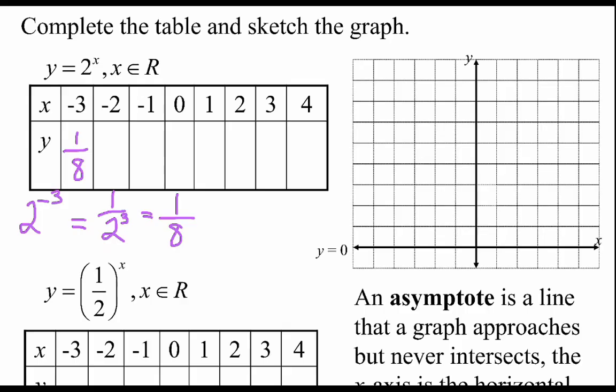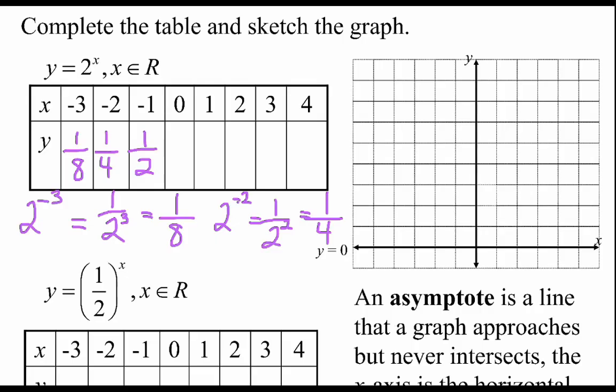2 to the -2 would be similar, right? The -2 exponent tells us to take the reciprocal of the base, which would be 1/2, and then the exponent would become +2. And 2 to the power of 2 is 2 times 2, which is 4. So this would be 1/4. 2 to the -1 would be take the reciprocal of 2, which is 1/2, and then the exponent would simply be a 1, which means we would have 1/2.